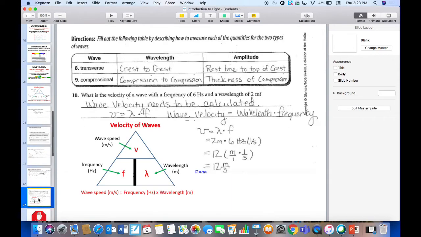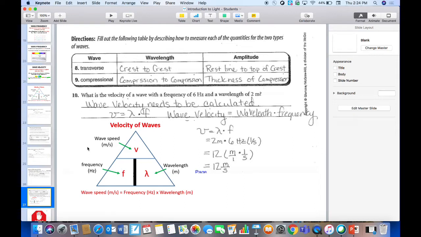Okay? Moving on in that wave properties worksheet, there's a table here that you would have had to fill in, looking at a transverse wave and a compressional wave. And it's asking you, how would you measure wavelength? How would you measure amplitude of those two types of waves? Transverse waves, remember, are light, your S-shaped waves. Compressional waves, remember, are sound. Think of slinky type waves, okay?